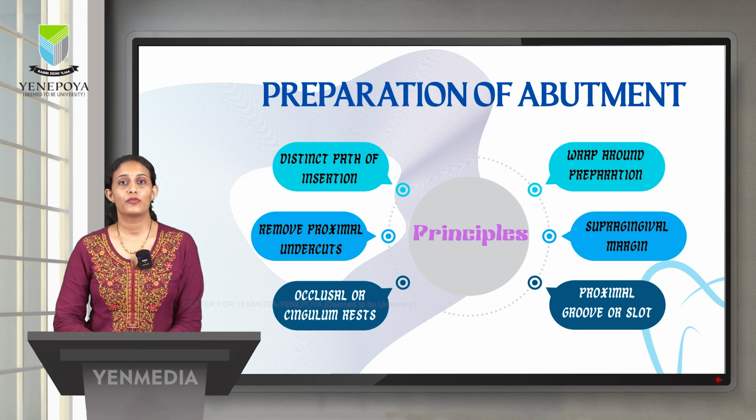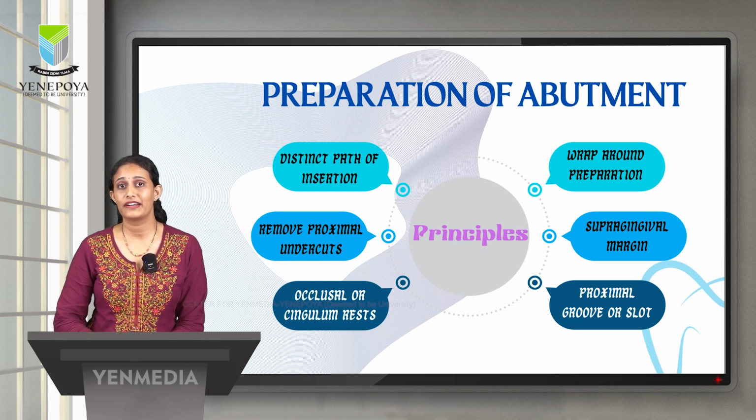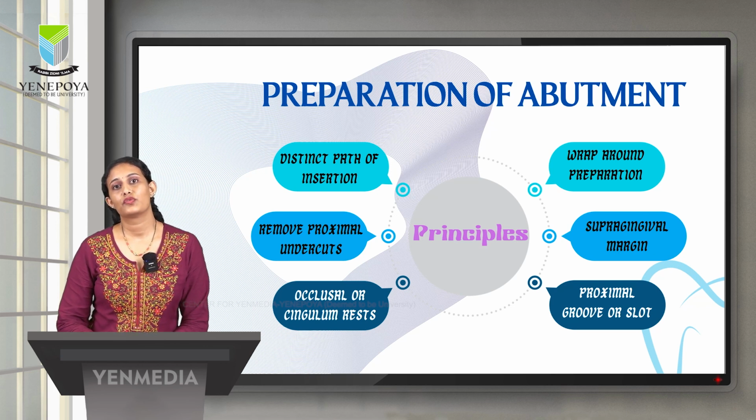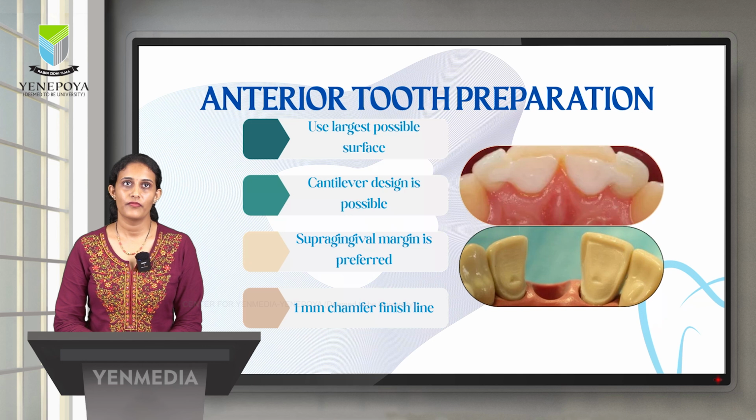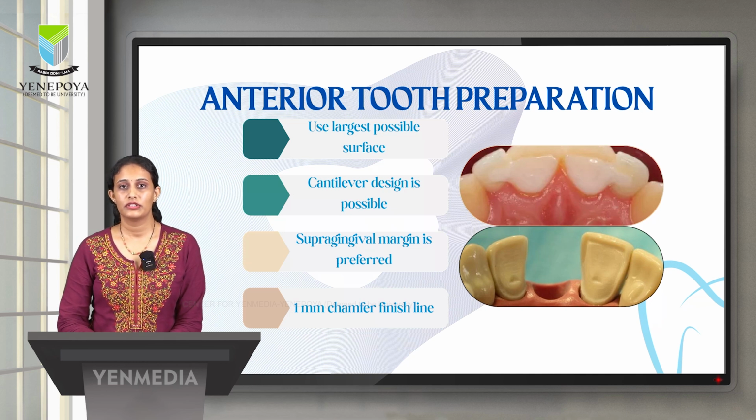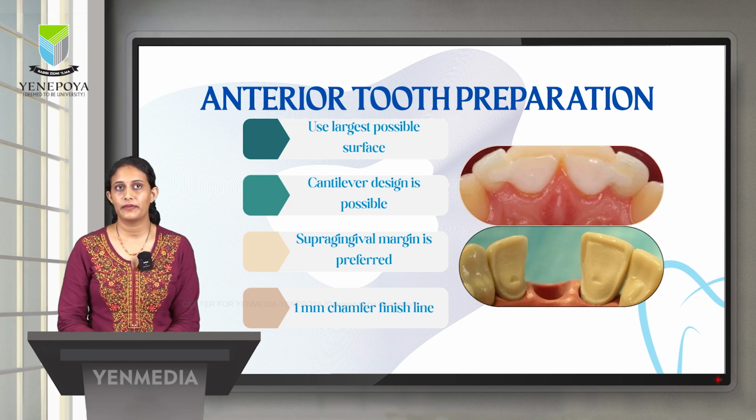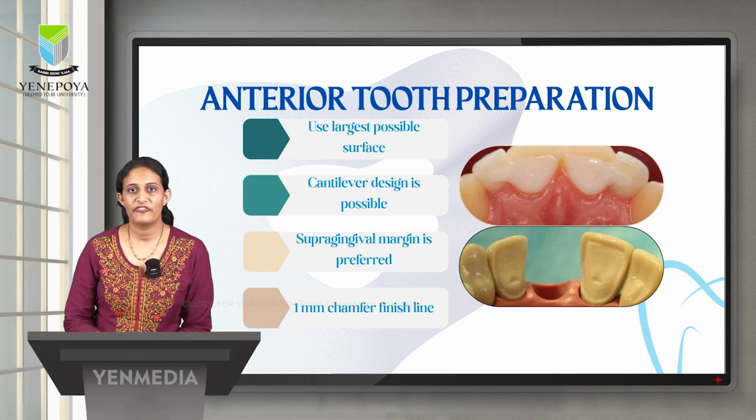There should be a wraparound preparation, which means there should be 180 degrees of tooth preparation to provide greater area for the retainer to be bonded to the enamel structure. The margins should be placed supragingivally, and the proximal groove or slot has to be provided for additional retention. Now for the anterior tooth preparation, use the largest area possible on the lingual surface of the tooth. You can provide a cantilever design, especially when the lateral incisor is missing. Supragingival margin is preferred with the 1 mm chamfer finish line.